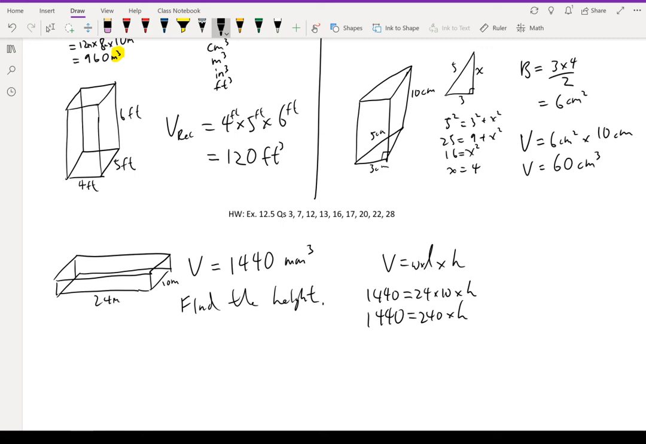And then once you divide both sides by 240, 1440 divided by 240, we have the height is equal to 6 millimeters. Okay, so that's how we find an unknown height with a given volume. So I've covered all the examples, so the rest I'll leave you to do the homework. That's it for today, and I'll see you next lesson.